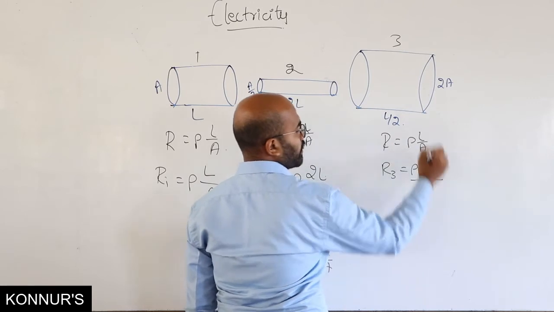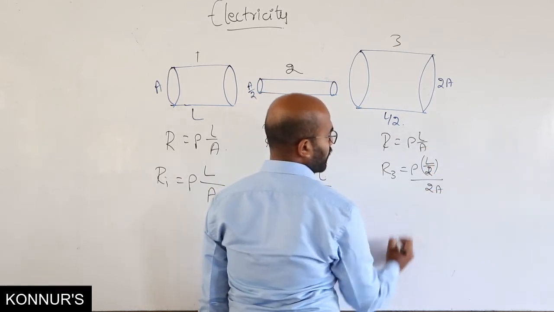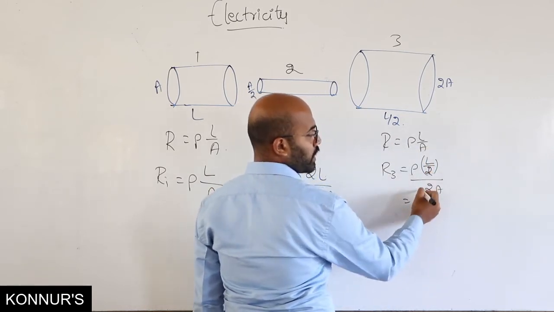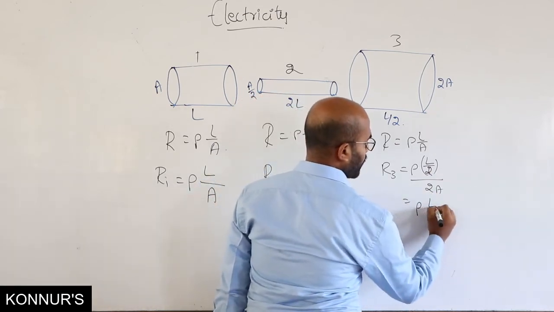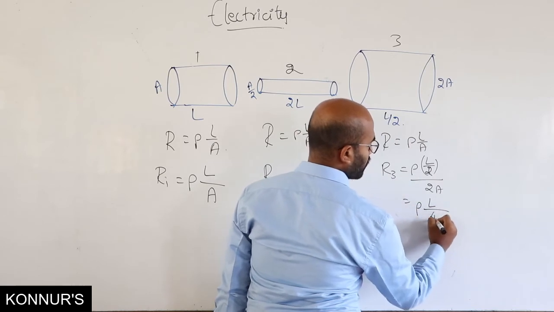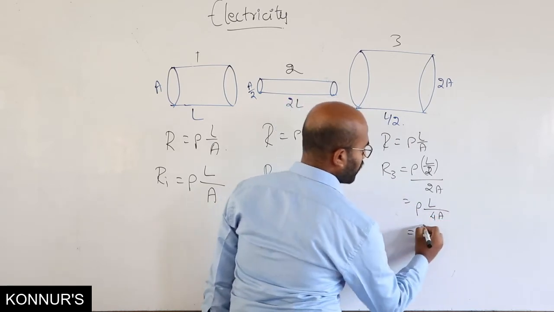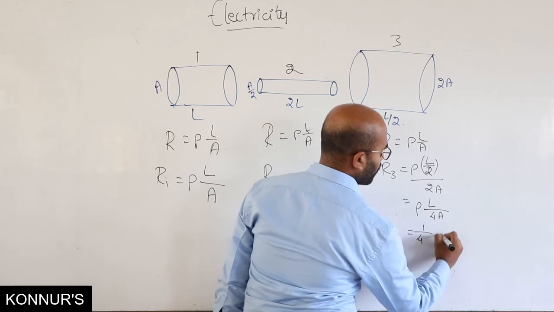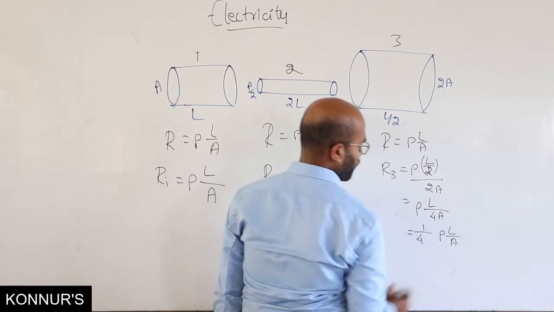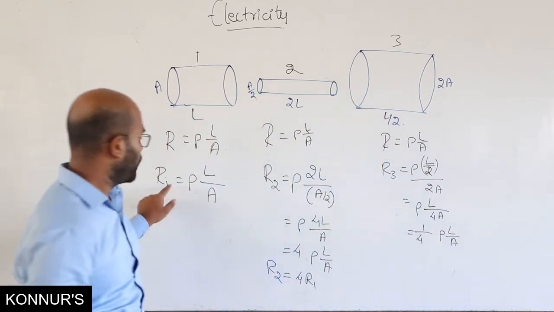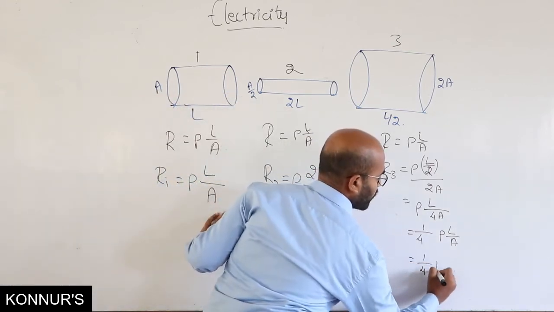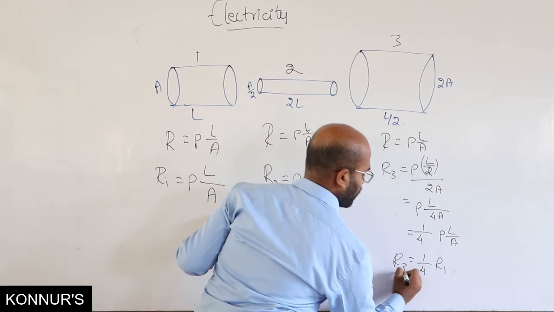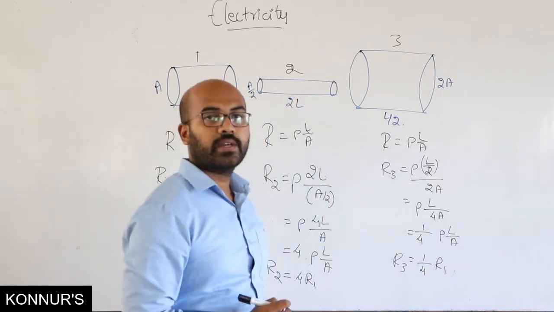What is A? It is 2A. So 2 comes to the denominator, that is rho L by 2 2s are 4A. If I take 4 common, that is 1 by 4 rho L by A. What is rho L by A? It is R1. So this is nothing but 1 by 4 R1. So R2 is 1/4 R1.